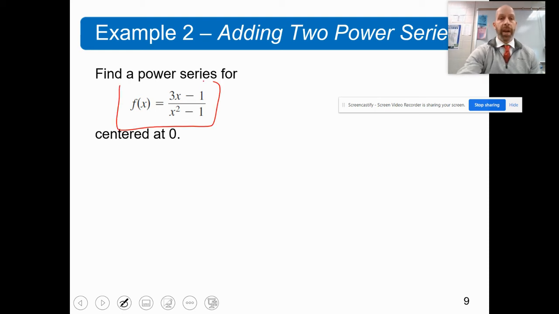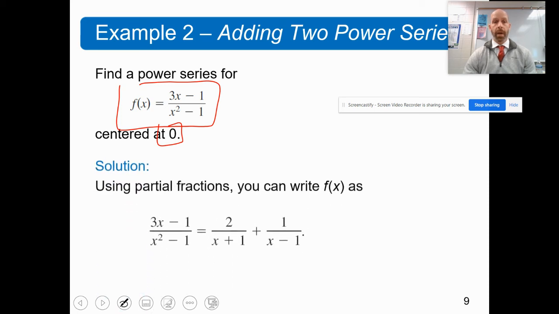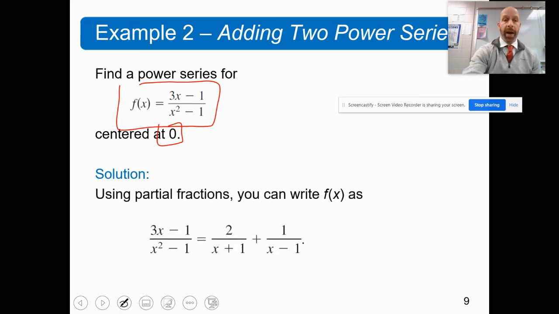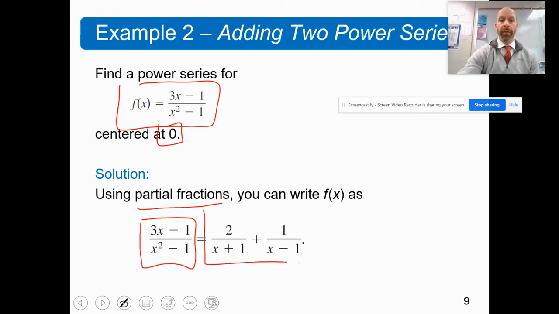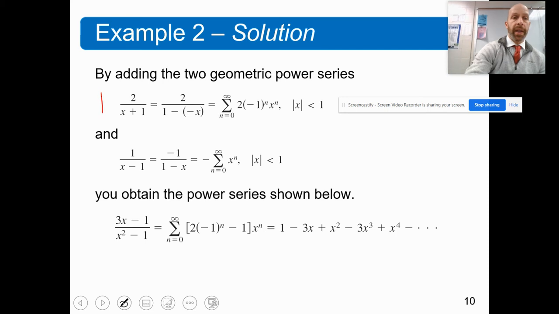So I've got my function f of x, and I want to find a power series for it, and we want to make this one centered again at 0. Obviously, centering them at 0 makes these a little bit easier to do. So now we go back to chapter 7, and we think about how we use partial fractions. It turns out that this fraction is equivalent to the sum of these two fractions using partial fraction decomposition: 2 over x plus 1 plus 1 over x minus 1. Now we can deal with both parts separately, and then we will add our results at the end.